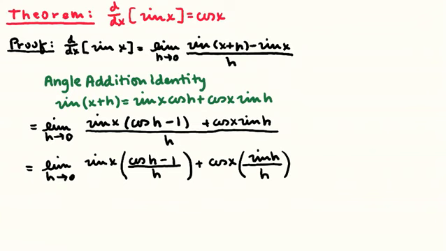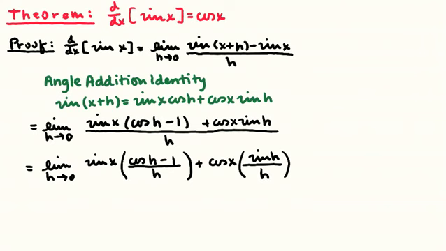Except when I did that, I did it in a kind of clever way. I saw that I've got this cosine of h minus 1 divided by h, and this sine of h divided by h, and these are related to our special trig limits. So I took that sine of x and that cosine of x and moved them out in the front, like something we're multiplying by.